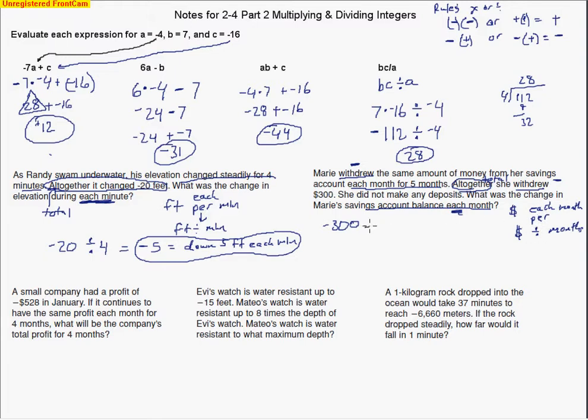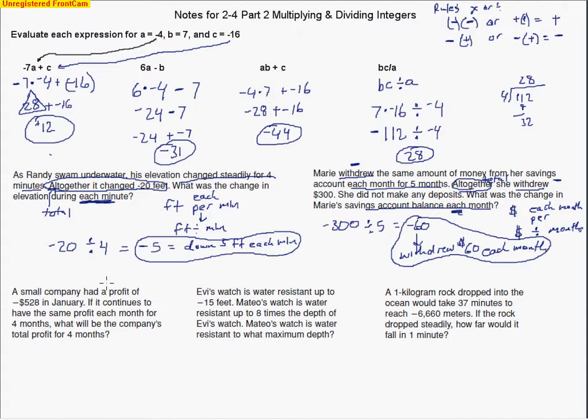So -300 divided by the number of months, 5 months. Do the division, we get -60. So -$60. So what that means is, it's the same thing as saying withdrew $60 each month. So you can either write the answer as a -$60, or -$60 per month, or you could use the word in place of that minus sign, which is withdrew $60 each month.